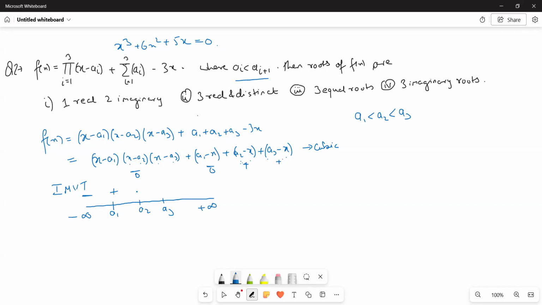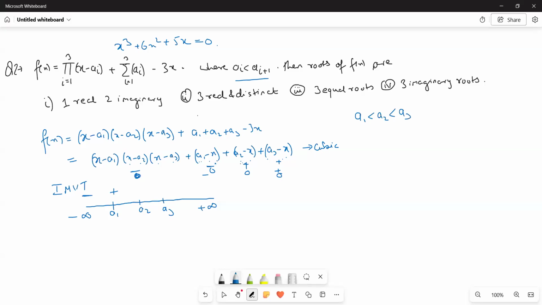Next, what will happen at a2? At a2 this is again 0. Now over here a1 minus a2 will be negative, but a3 minus a2 would be positive. So we cannot comment on the sign here, since one term is positive and one is negative, and we don't know whose magnitude is more. So we won't be able to comment on the sign at a2. Okay, so nothing here. Check a3. At a3 this becomes 0, this becomes 0.